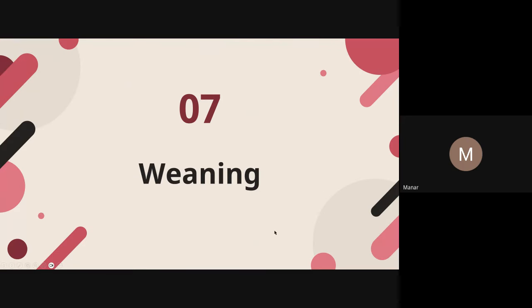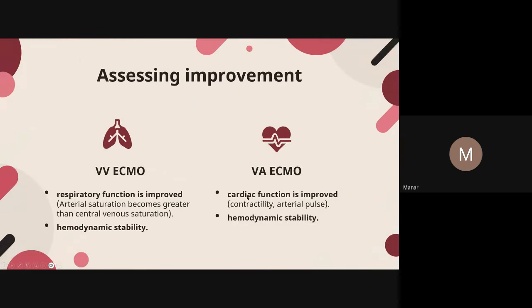And now I would like to talk about weaning off the ECMO machine. So first we have to assess the improvement of the patient. Is he eligible to be weaned off the ECMO machine, or does he need a bit more time? As for VV ECMO, which is venovenous ECMO, we have to know that the respiratory function is improved. And how do we know that? We see that the arterial saturation becomes greater than the central venous saturation. This just means that the oxygenation cycle is back to normal and is good again, and the patient can be, in fact, weaned off the machine.